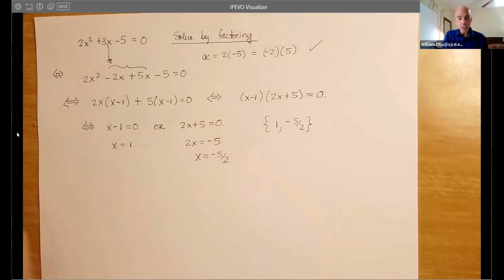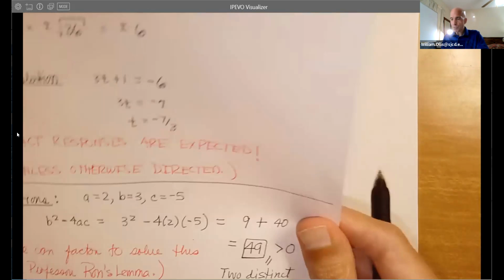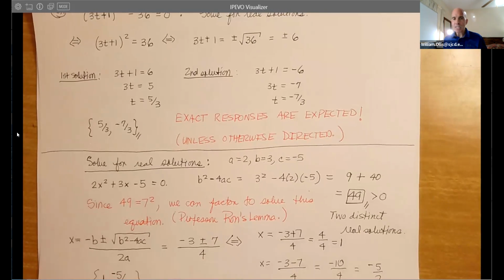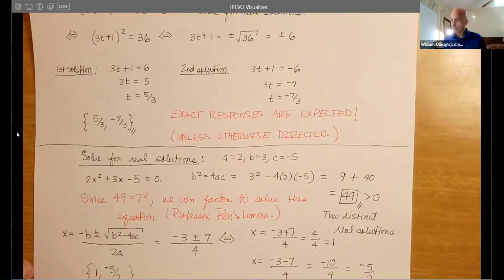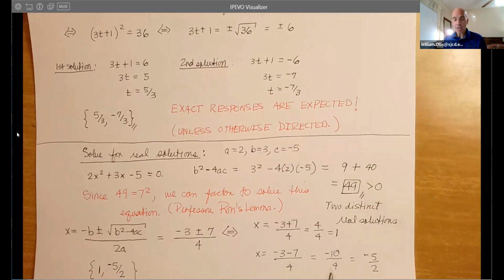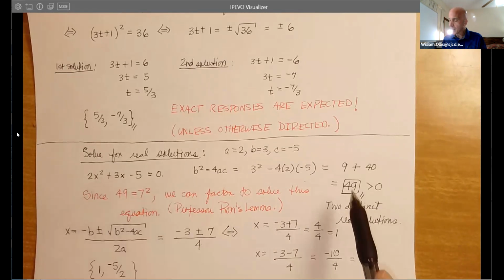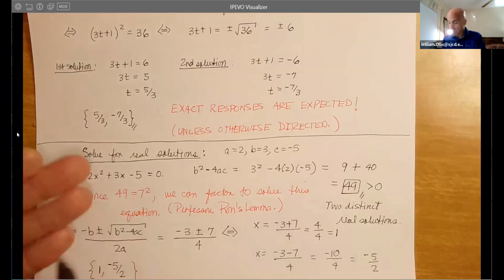Now, what we do here, if we look at this and compare the two techniques, the amount of work is pretty much the same. Actually, this may be a little bit quicker, but what I'm pointing out here is that this is an additional test for factorization over the rationals. That is, if you just compute the discriminant and it's a perfect square, then you're done.